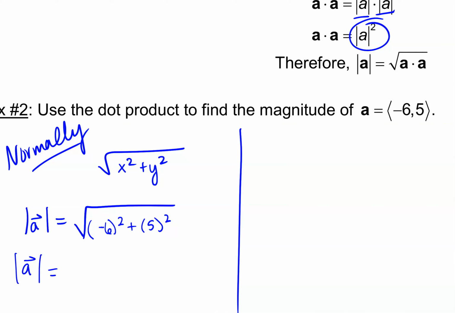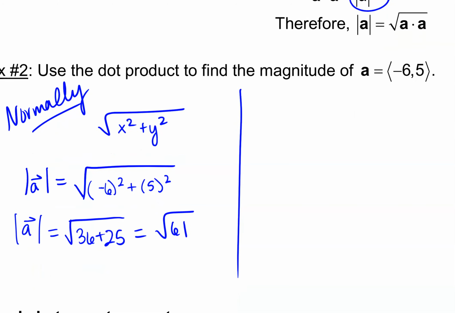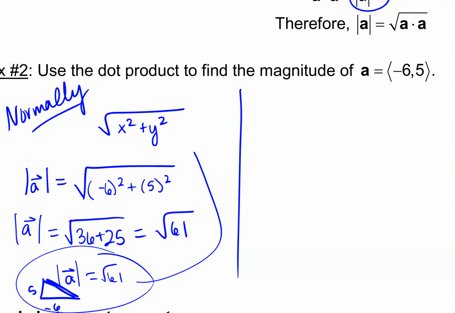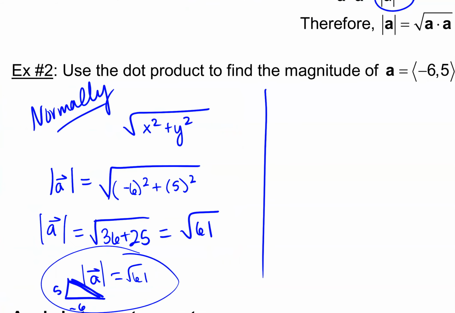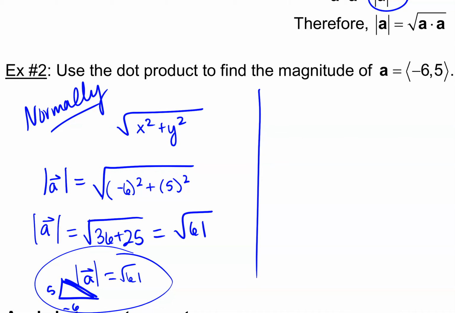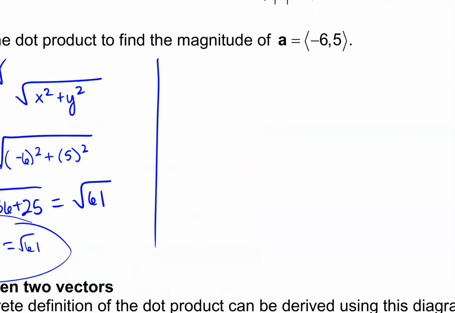The magnitude of a is going to be the square root of 36 plus 25, which is the square root of 61. That's the way we normally do it. Remember, we have vector A, so I have my x, I have my y, and then my magnitude is the length of my vector A, and the length is root 61. That's where this is coming from: the Pythagorean theorem on triangles. Let's do it the second way. Of course, you can always pause and look at the screen, write it down, and then come back.